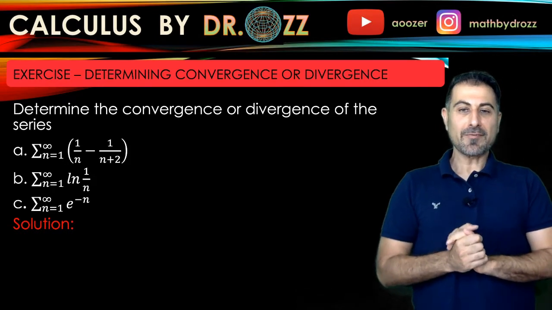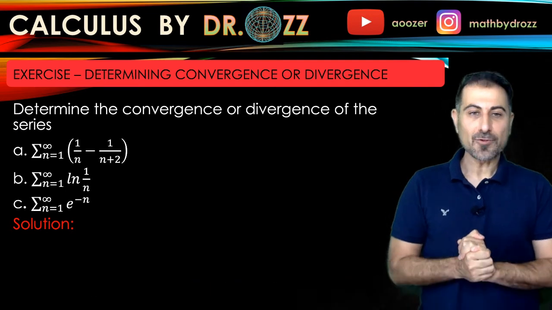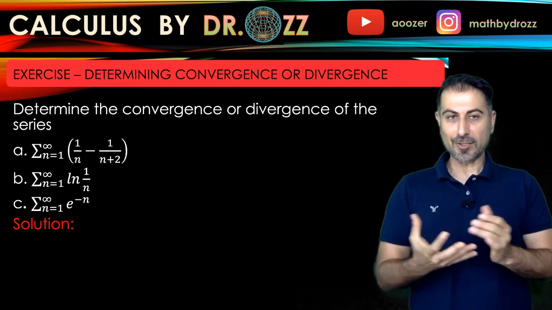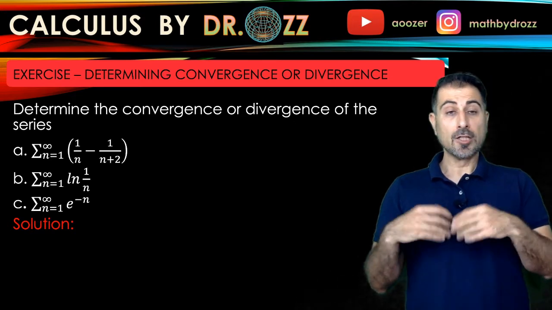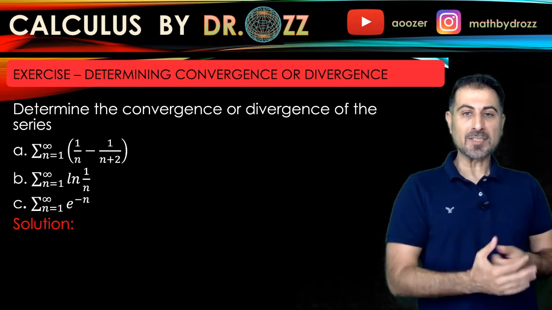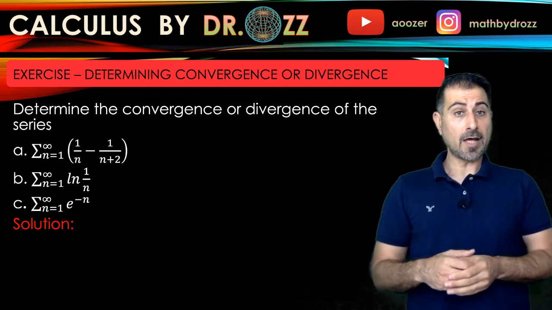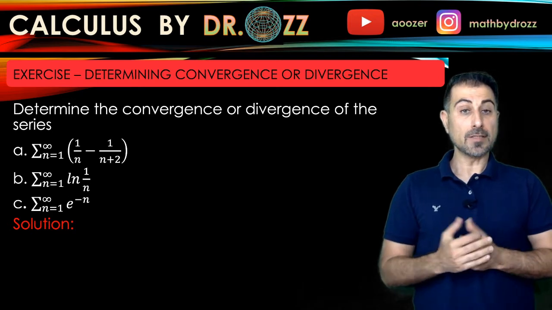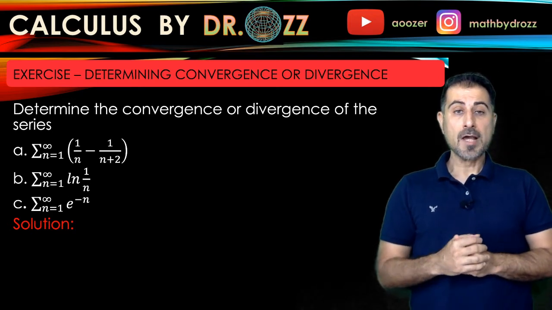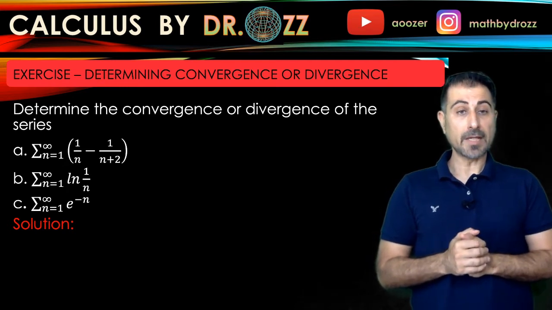Today we have an exercise where we're going to determine convergence or divergence of the given series. So we're going to check if the given series is a known series like geometric series or telescoping series. If the given series is one of those series, then we have a specific way to handle the convergence of those series. If not, we also have the Nth Term Test to prove the divergence of the series.